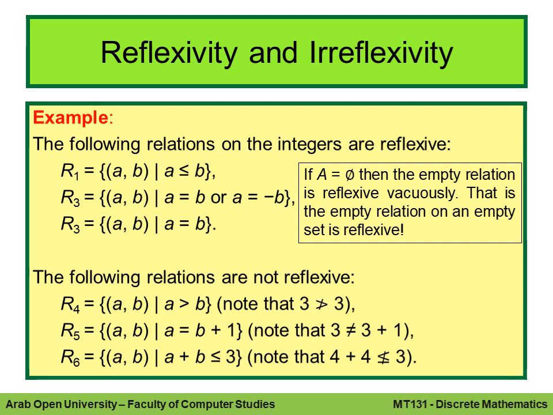because 3 does not equal 3 plus 1. This is not reflexive. Here is one more. R6: (a, b) such that a plus b is less than or equal to 3. The number 4 is not related to itself, since 4 plus 4 is not less than or equal to 3. All of these are examples of relations that are not reflexive.